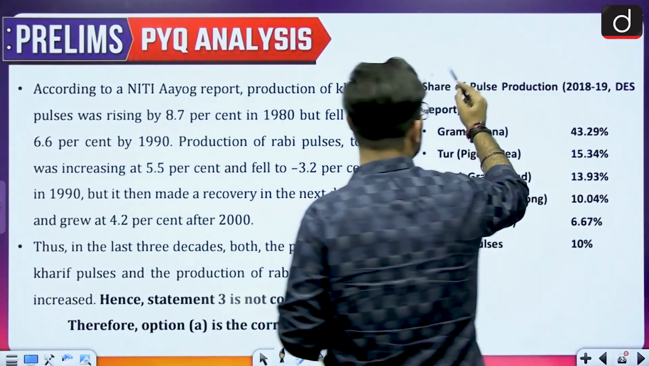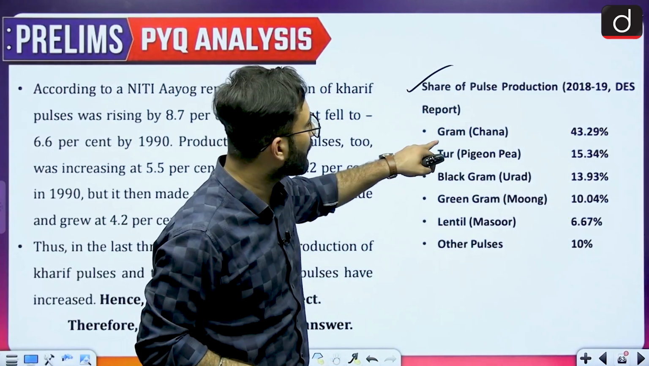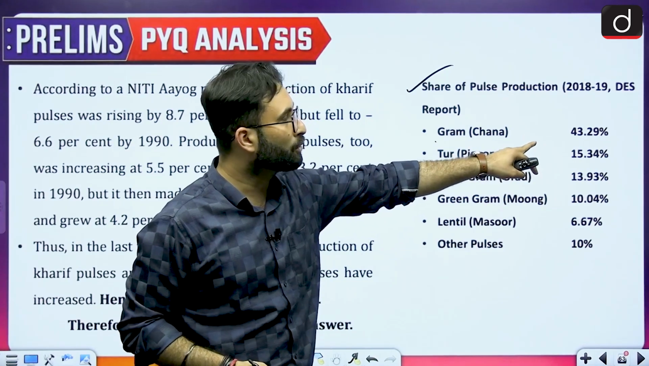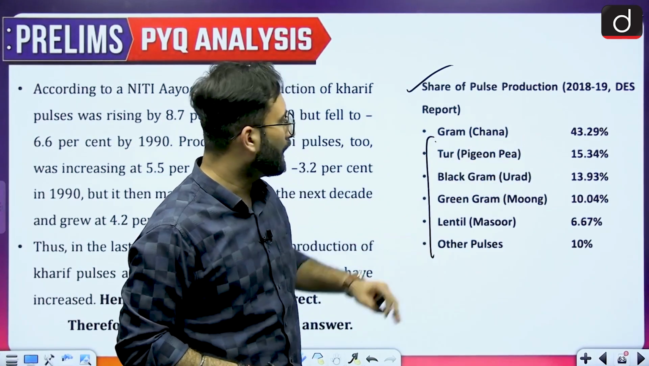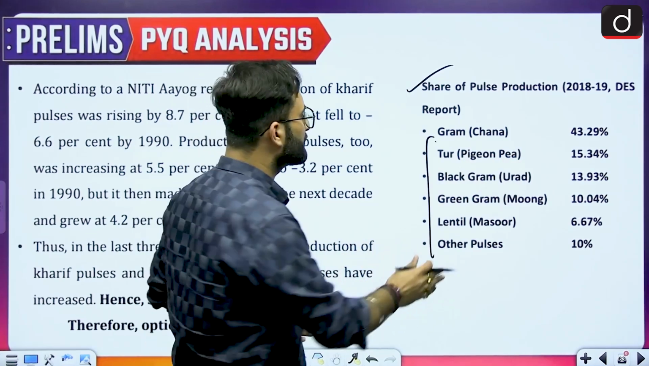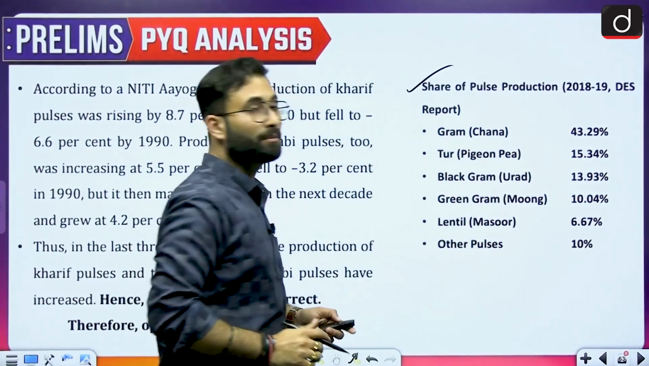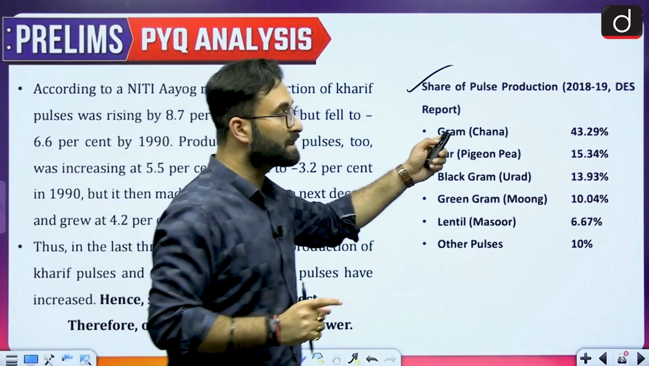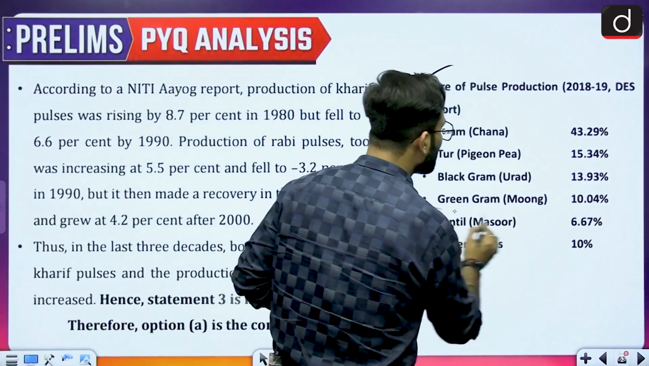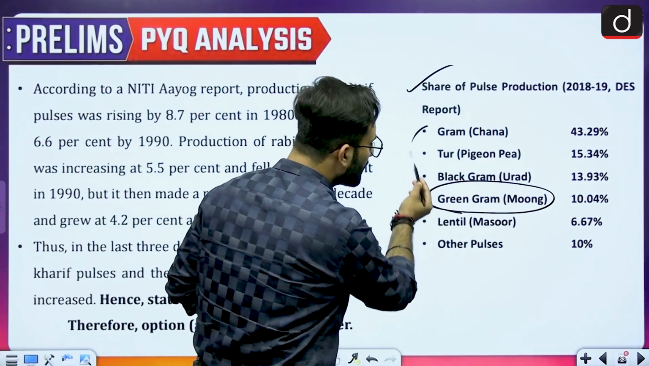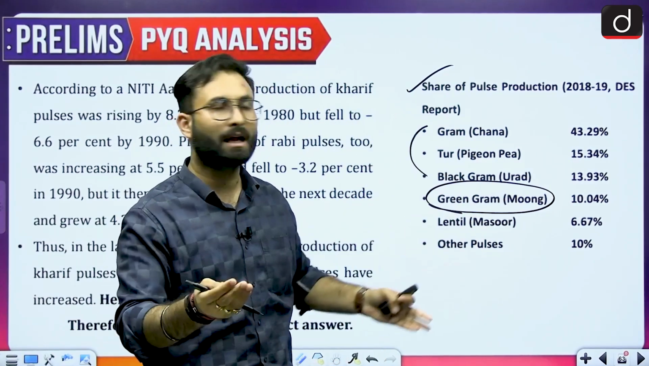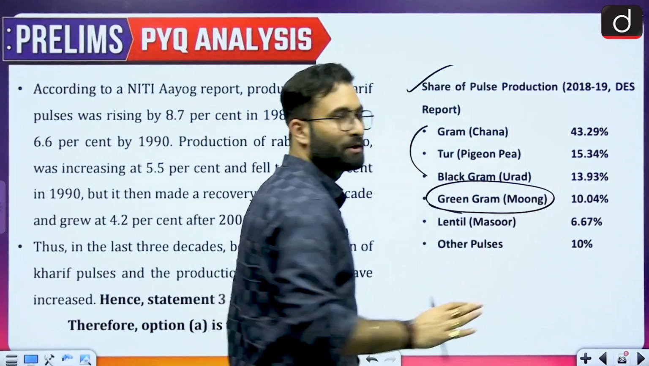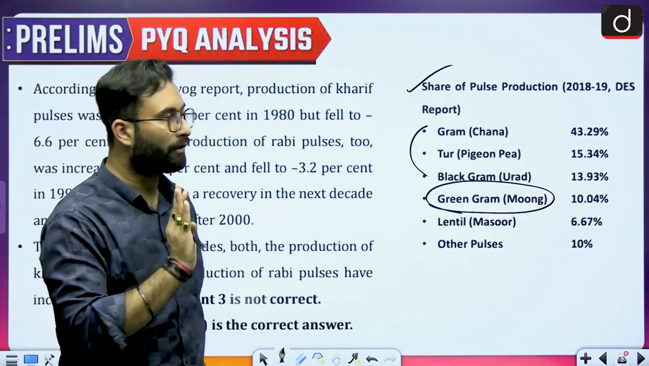Other than that, share of pulses production. Okay. So here you can see gram, that is chana, 43.29%, and the other types of pulses. Now one more thing you can remember is that if we talk about the pulses, the maximum is gram, that is chana, and they are saying that green gram amounts to nearly half of all of it. Okay. Green gram is just 10%. So we cannot say that it is amounting to half of all of that.